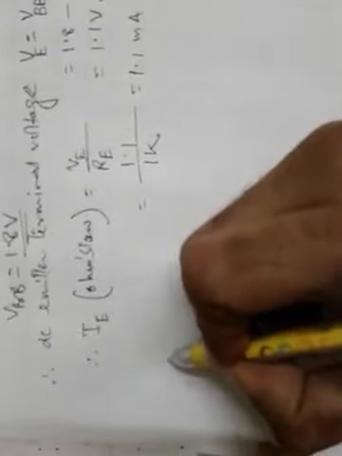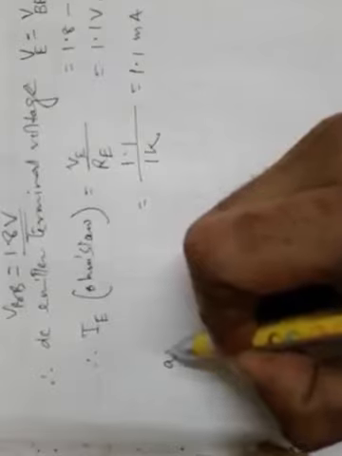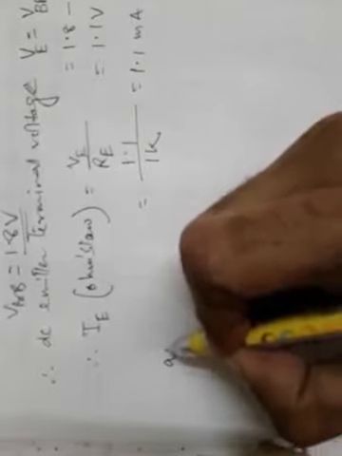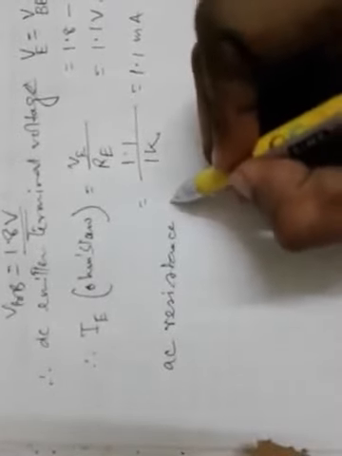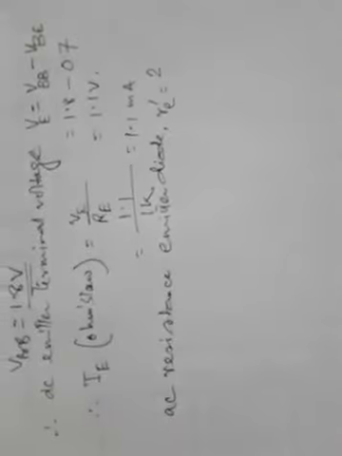Now once IE is available, we should be calculating the AC emitter resistance, that means the AC resistance of the emitter diode, that is the emitter base junction, denoted by Re dashed. The formula, which I have discussed with you in the last lecture, is 25 millivolt divided by IE. This is quite a useful formula.